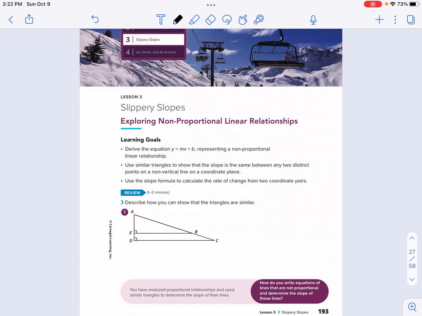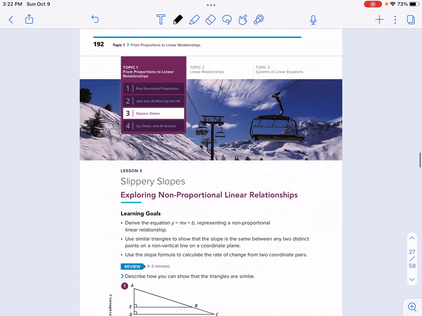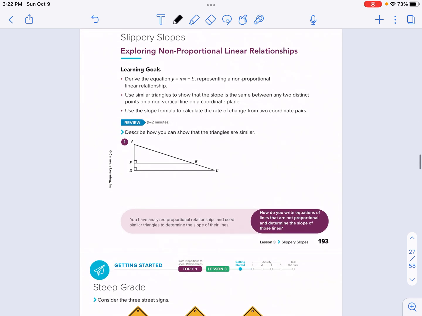Hello, we are starting on page 193. This is activity lesson 3. We're just going to be completing the getting started and activity 1 portion of this lesson. So not everything, but if we look at the learning goals, it says to derive the equation y equals mx plus b. The second is to use similar triangles to show the slope between varying points. And then also to use the slope formula to calculate the rate of change between 2 points on the coordinate grid.